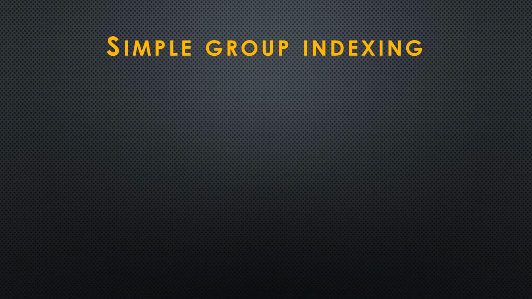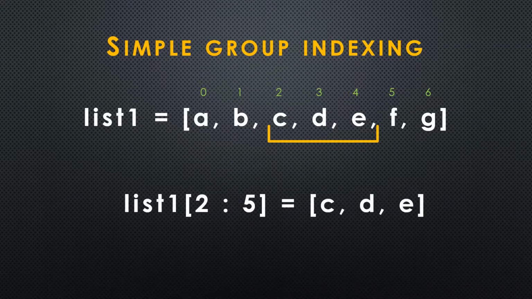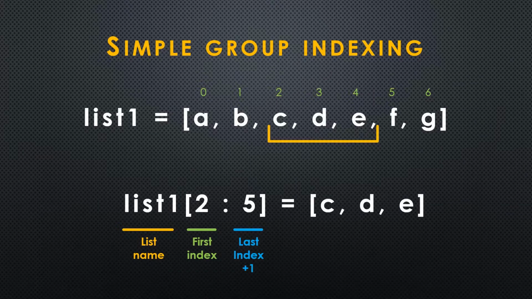Let's start with simple group indexing. Given a list A, B, C, D, E, F, G, if we want to isolate the group C, D, and E, all we have to do is write list1[2:5], where list1 is the name of the list, 2 is the index of the first element we want to isolate, and 5 is the index of the last element we want to isolate plus 1. Remember, this last index has to be 1 more than the last index we want to isolate.